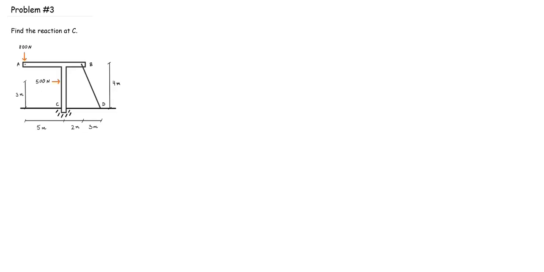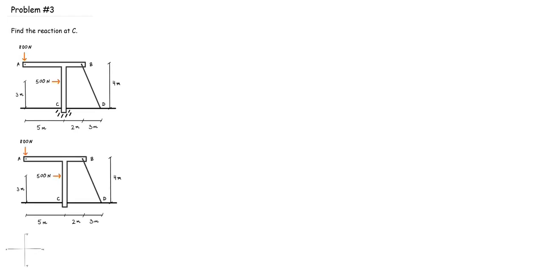For the final problem in this video, we need to find the reaction at C. We have a structure with two loads, a fixed support at C, as well as a cable BD. So first I'm going to draw the free body diagram of the structure. Since it's a fixed support at C, we will have an x and y component of the force at C, as well as the moment. Finally, since it's a short cable, we will have the tension along the line of the cable.